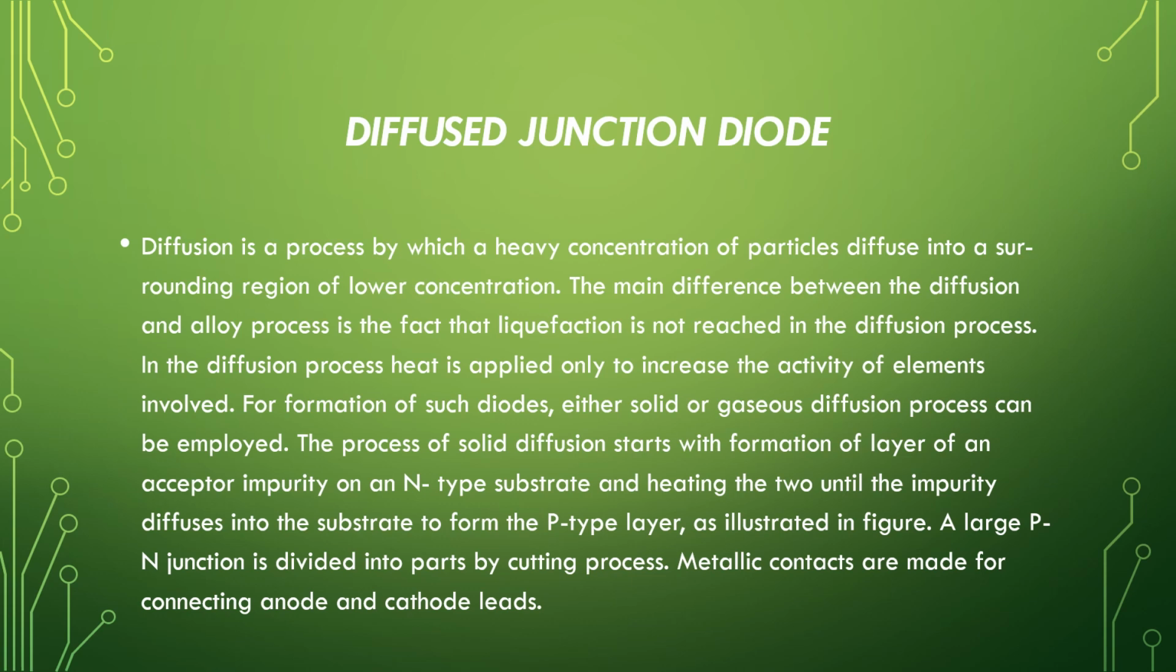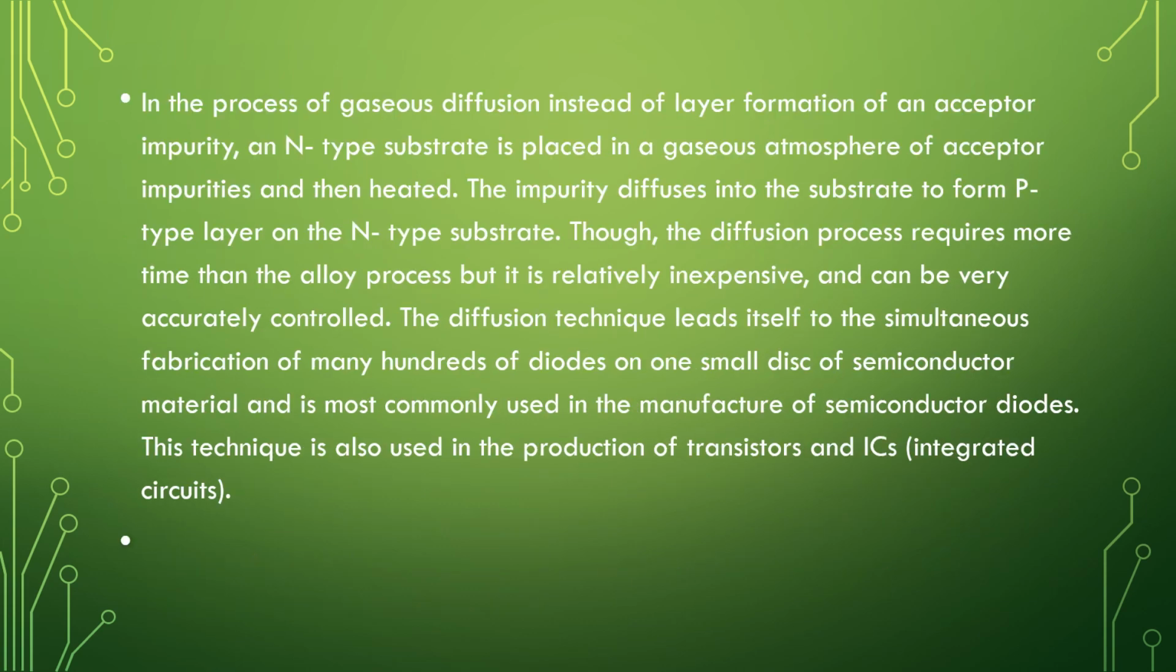The process of solid diffusion starts with the formation of layer of an acceptor impurity on an n-type substrate and heating the two until the impurity diffuses into a substrate to form the p-type layer as illustrated in the figure. A large p-n junction is divided into parts by cutting process. Metallic contacts are made for connecting anode and cathode leads.